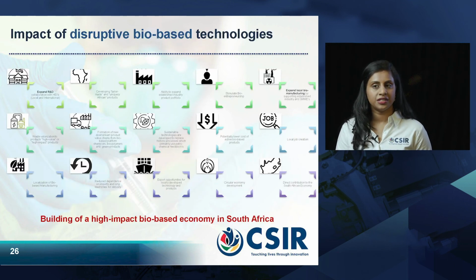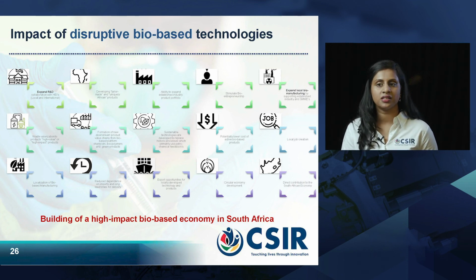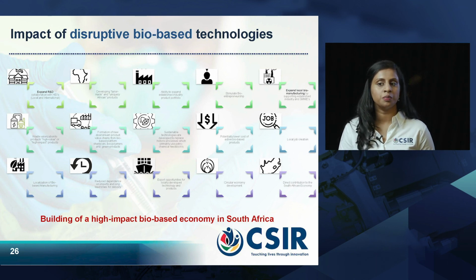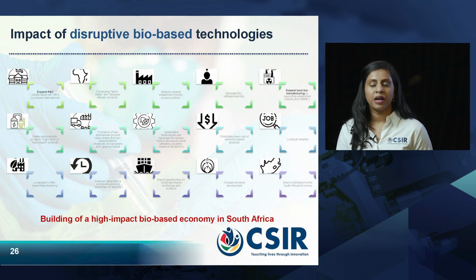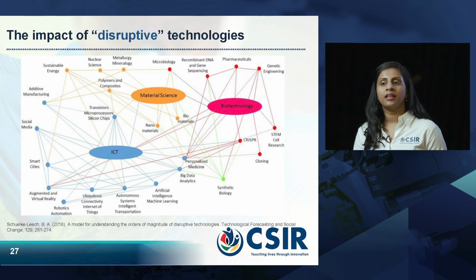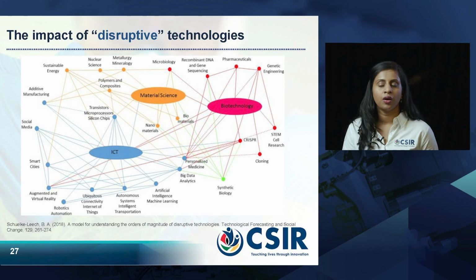There are several impacts of this disruptive bio-based technology development, and this spans from increased collaborations from higher education and training institutes to job creation and circular economy development. By undertaking this type of research, we can show how to build a high-impact bio-based economy in South Africa. This map shows you the interlinks between biotechnology and other emerging areas of research and development, and one can see the impact of these disruptive technologies and the potential impact that it could have when implemented.